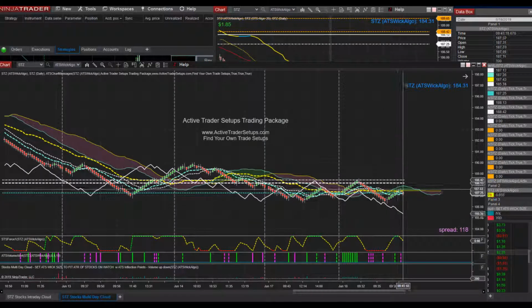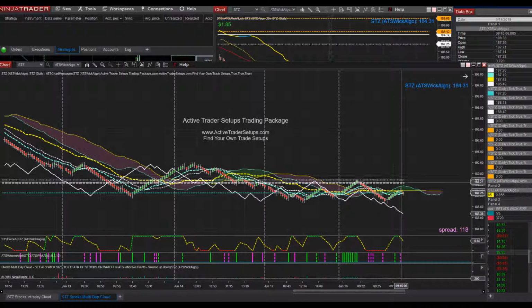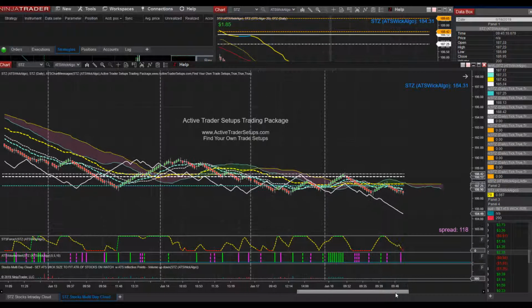And the next bar puts in our reversal bar. It does go a little bit higher yet to 187.71. Reverses off the inflection area. And we consider the yellow lines on the clouds as inflection areas as well, but not one of our inflection points that we plot on the chart. And we get a nice sell-off.